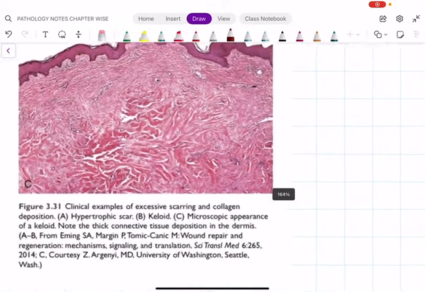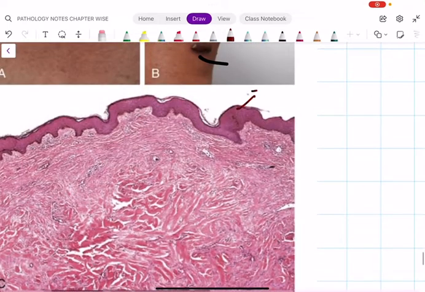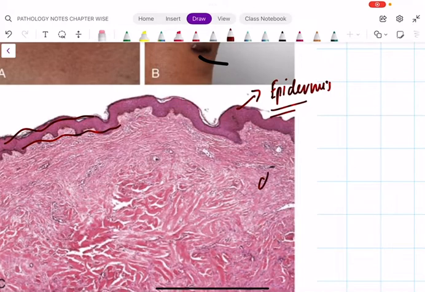This is a microscopic appearance of keloid. First of all, this is skin. This is the epidermis of the skin. Whenever you see a histopathology picture, first don't immediately go and appreciate the findings. Don't mug up the pictures. First, what structure? This is skin. How is it skin? You can see the various strata. This is the epidermis. This is the dermis.